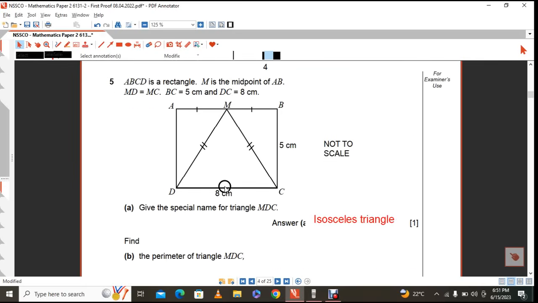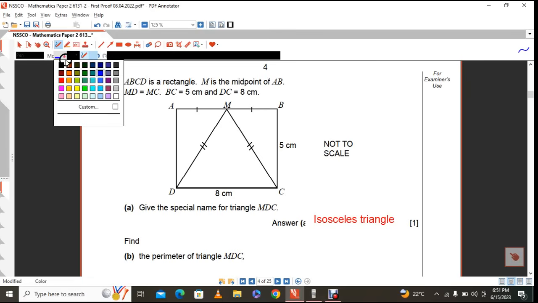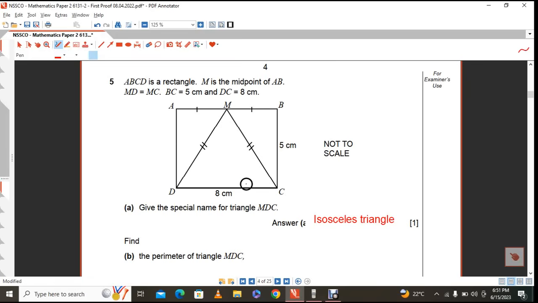All right, so they want us to find the perimeter of MDC. What is now important for us to do is calculate the distance of MD, which is equal to MC. You are dealing with a rectangle, so this here is a right angle triangle. The little dash there says that this is the midpoint. The distance of AB is equal to 8 centimeters because they are opposite sides of a rectangle. So this is going to be 4 centimeters on that side, the same applies to the other side, and the same applies for this to be 5 centimeters.